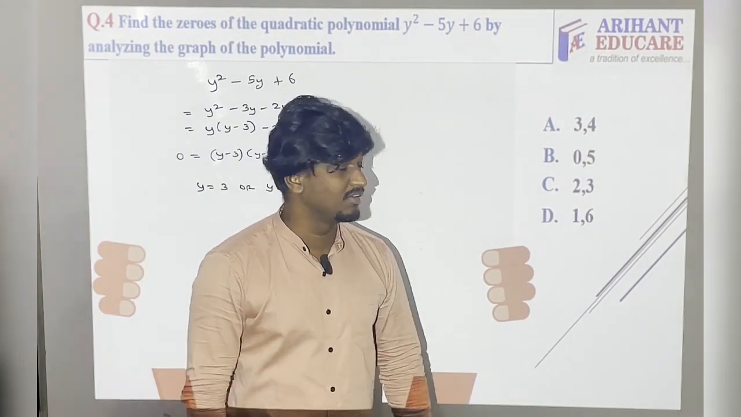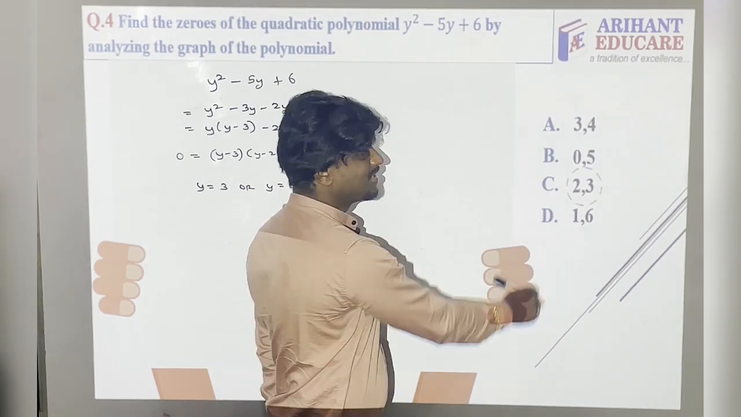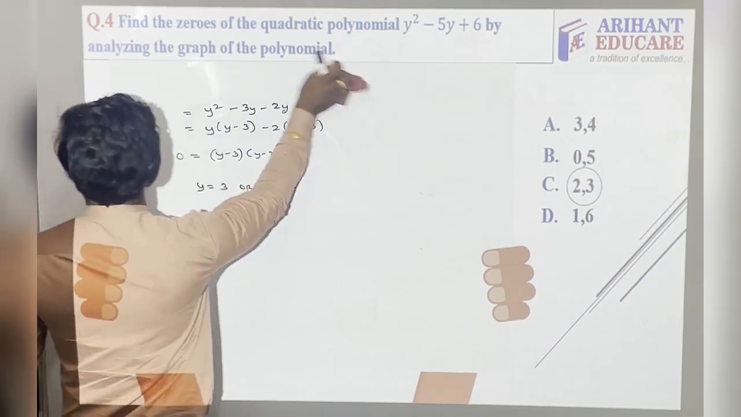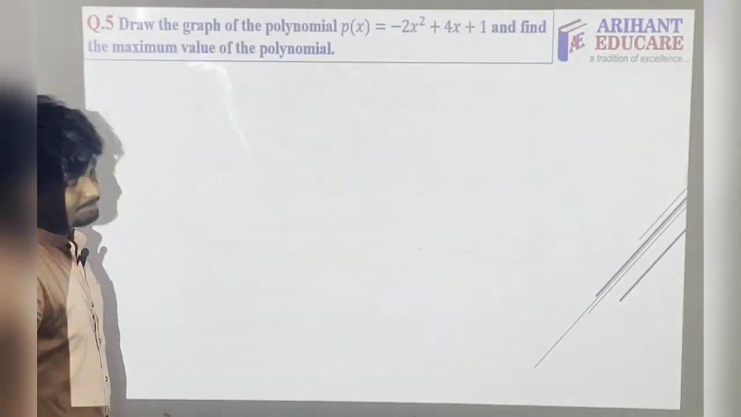Yes, not much of a solving sum, not much of an MCQ. But anyway, option is C, 2, 3. I hope you're getting this, right? Chalo, great. 4 done. Let's go for the next one.